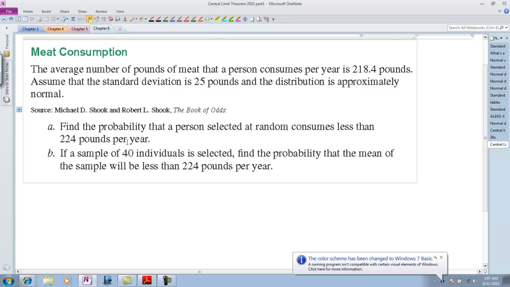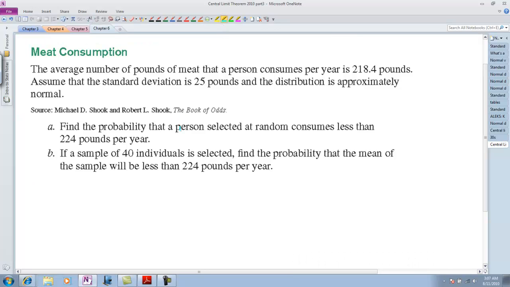So they've already told me that the distribution is normal. And now they want me to find the probability that a person, I stop there because that's important, that a person selected at random consumes less than 224 pounds per year.